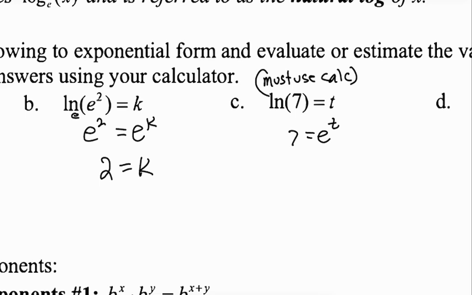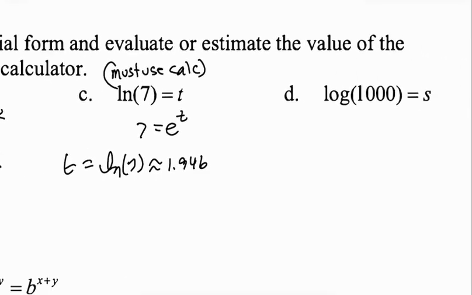If you use a calculator, the natural log of 7 is something. It's approximately, that is a really ugly approximation, approximately 1.946. So that is one where a calculator is really just the way to go, okay? That is just the way to go for number C. There's nothing else we can do, okay?